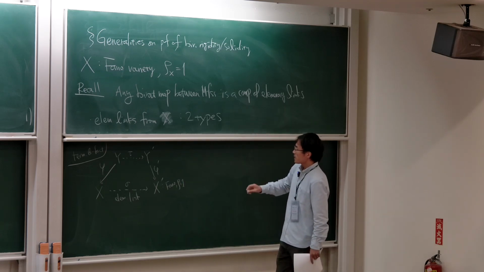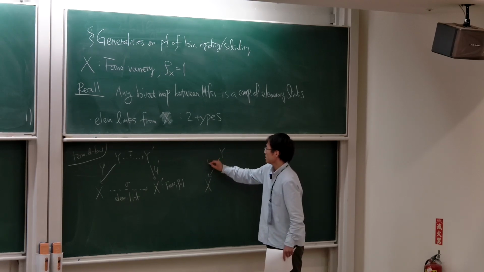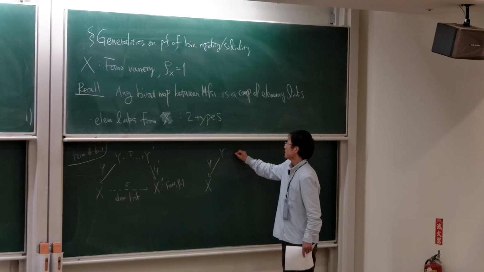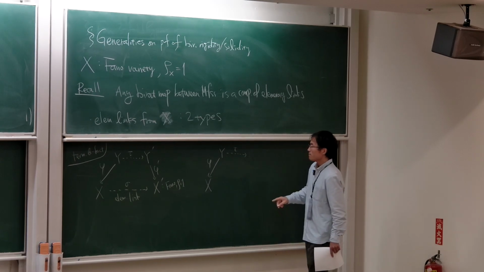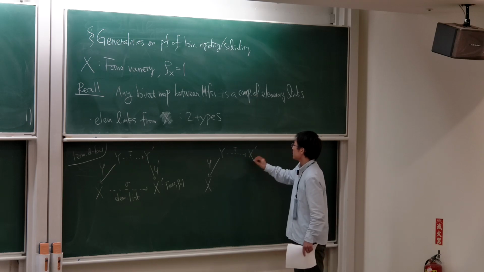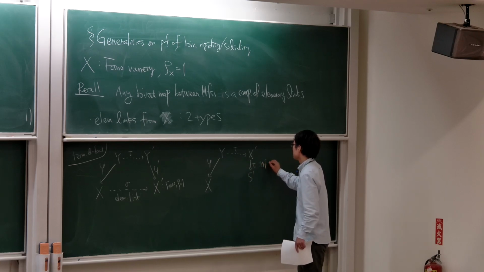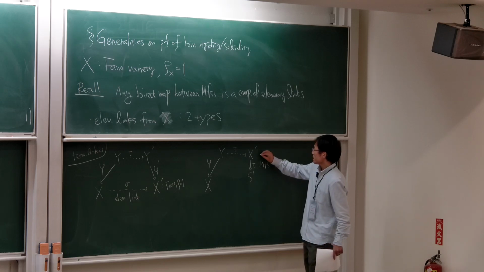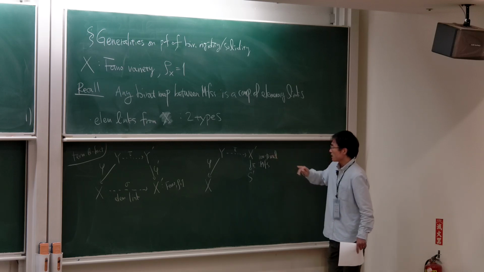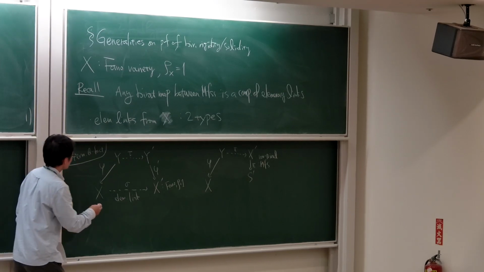And the second one is similar in the beginning. Let's consider some divisorial contraction from Y and consider a birational map, an isomorphism in codimension 1. And the target is a Mori fiber space. In this case, the target is necessarily non-trivial. Anyway, we have two types.